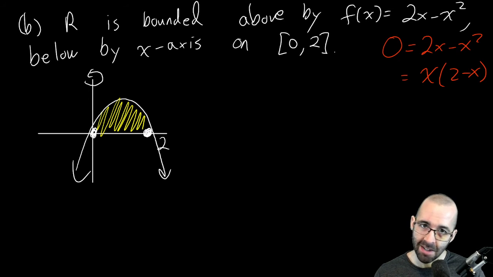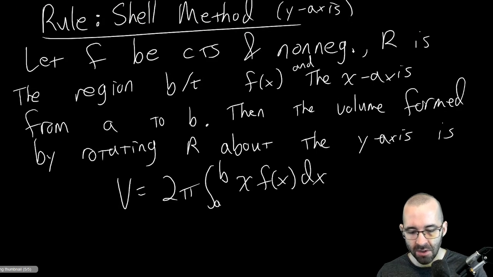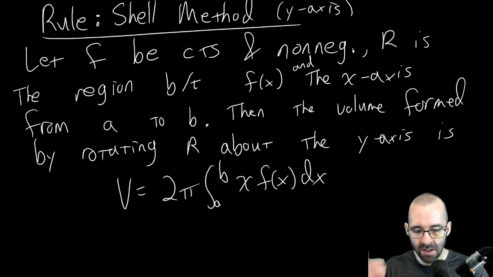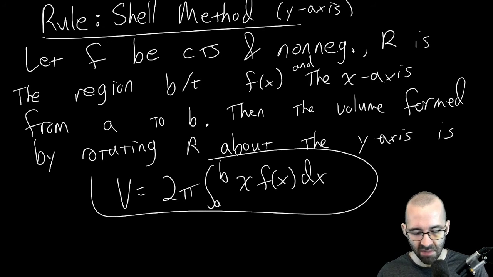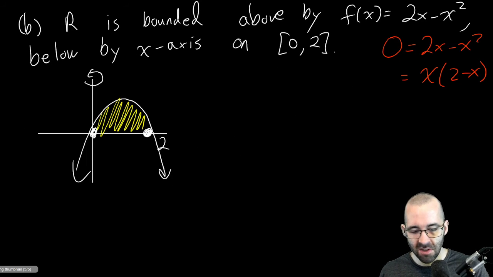Shell method coming in to save the day. So all we need, again, let's go back to the shell method. Do we have all this stuff? Continuous function, non-negative function, have the region bounded under the curve above the x-axis from a to b. Well, let's just use the formula.